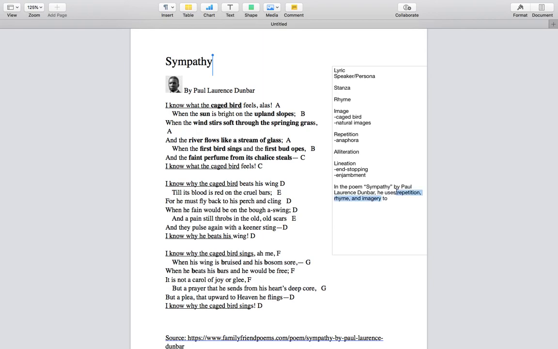So here we go from the literary elements to your analysis, right? To portray the speaker's awareness, or let's just say connection to the plight of the caged bird. Right, and then in each of your paragraphs, you would unpack that a little bit, right? So you might have a paragraph on repetition, and you'd provide examples from the poem where he's using repetition, then a paragraph on rhyme where you develop that, and a paragraph on imagery, right? And over the next couple of classes, we're going to go over how to do that.